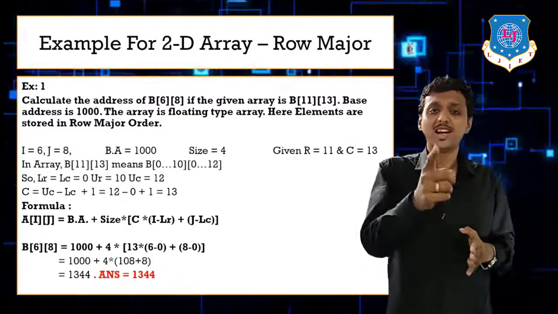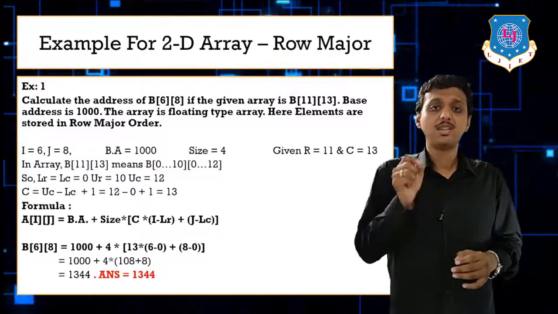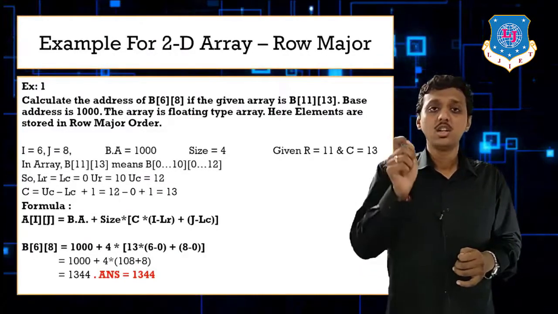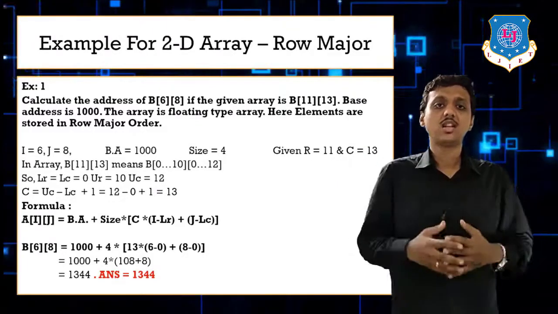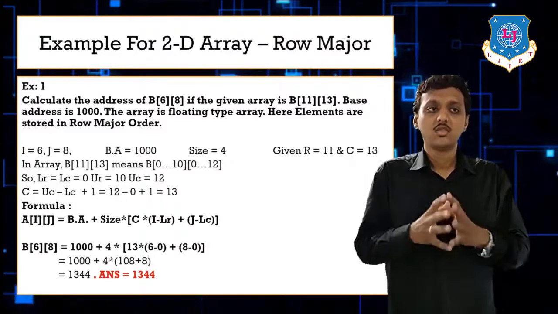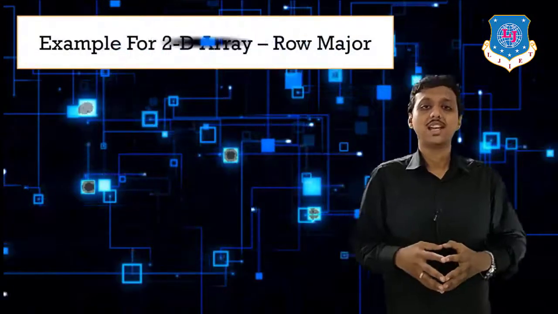Total number of columns is 13 multiplied by 6 minus 0. 6 means I, lower bound is 0. J is 8, lower bound of column is 0. Then just solve this equation. You will get your answer 1344. Now let's move forward to the next example.